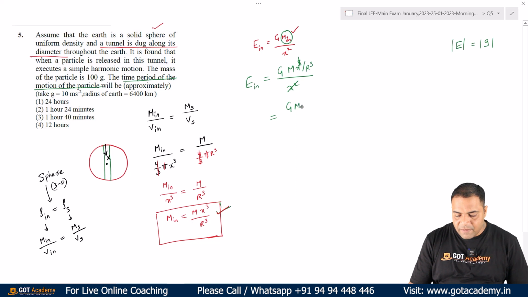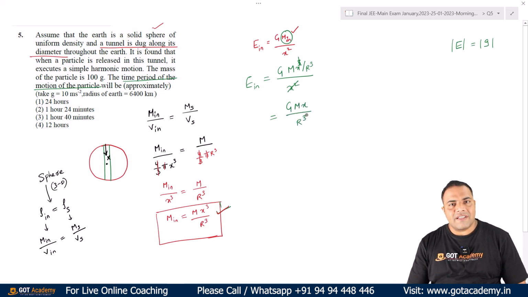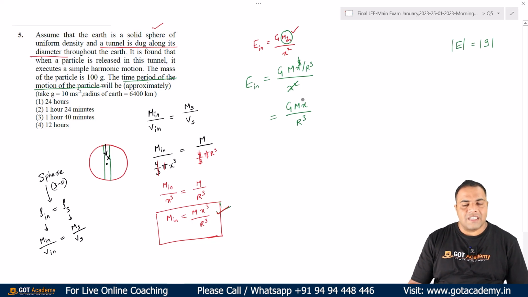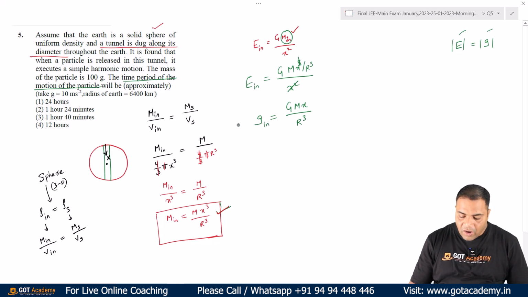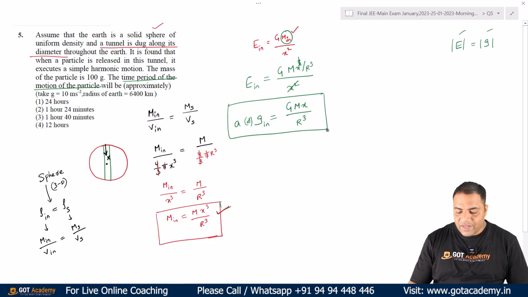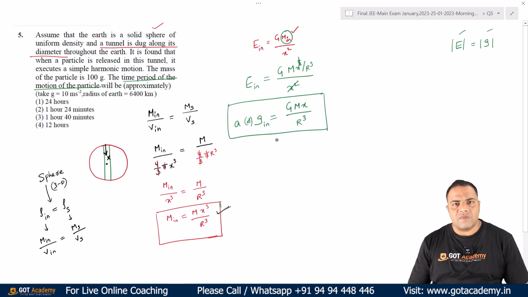So GMx by R cubed. This is the gravitational field intensity inside the Earth. Numerically this E is equal to g, so I could write this as g inside, or acceleration; could write it in any way. Once we get this, we know what this acceleration is in terms of omega.